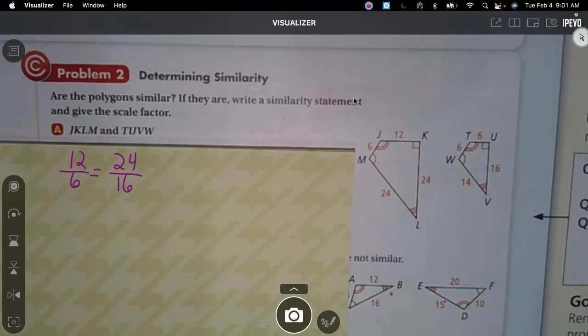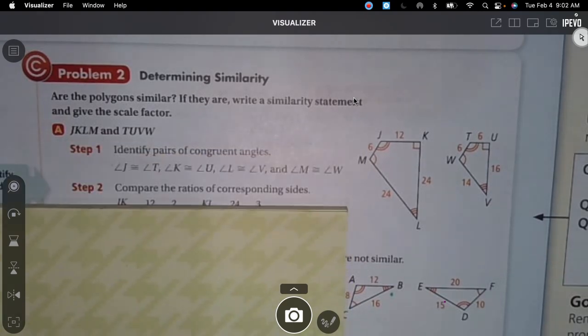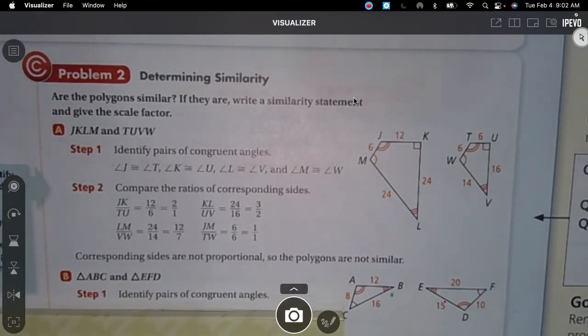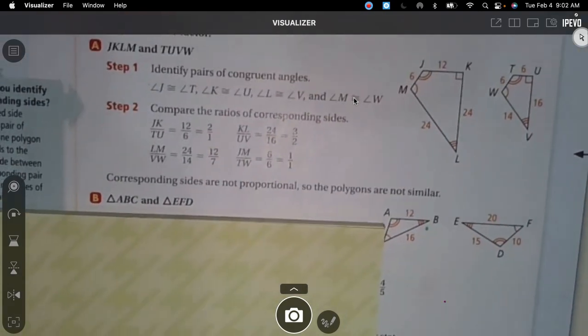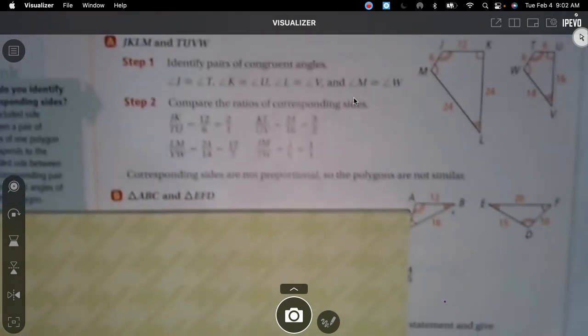I'll still finish going through. 24 would go with 14. And then the last one says 6 would go with 6. Well, that equals 1, that equals 2, and that equals somewhere in between. Does that make sense? They all have to be equal to each other to be proportionate. So they're not similar figures. So no, they're not. So we will not write the similarity statement. We would just say, these are not similar. The book says they're not similar. All right, they kind of did theirs different.